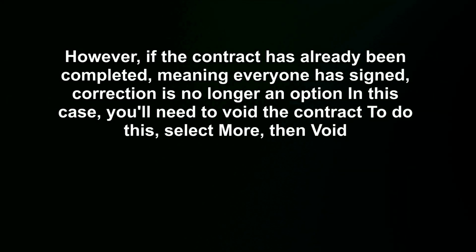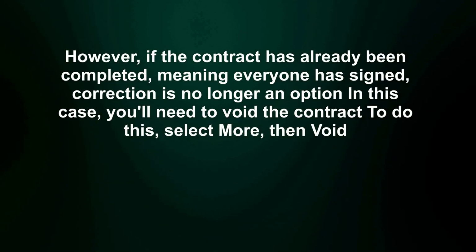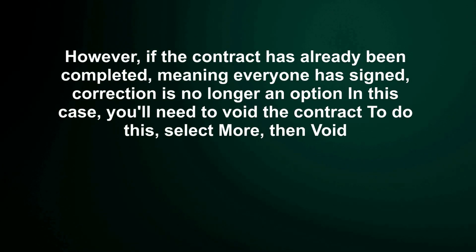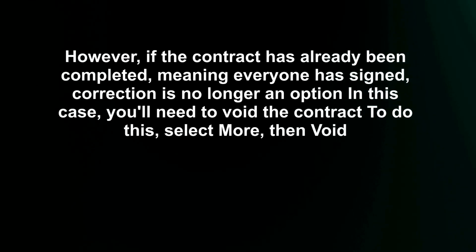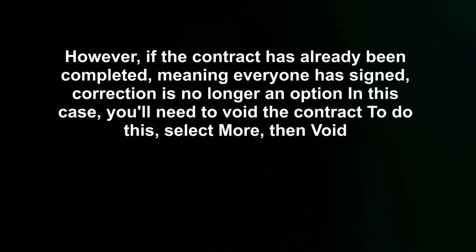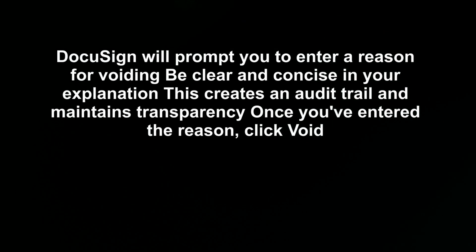However, if the contract has already been completed, meaning everyone has signed, correction is no longer an option in this case. You'll need to void the contract. To do this, select More, then Void. Docusign will prompt you to enter a reason for voiding.